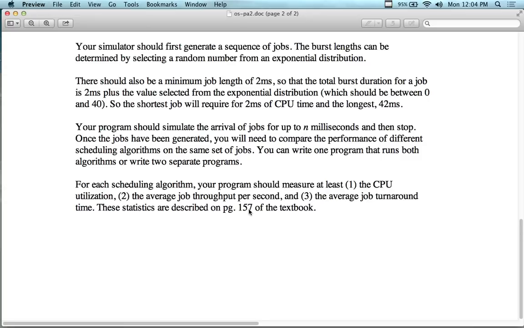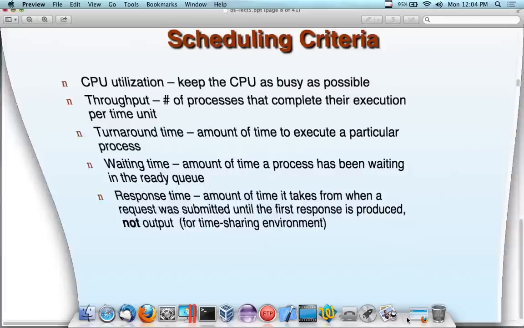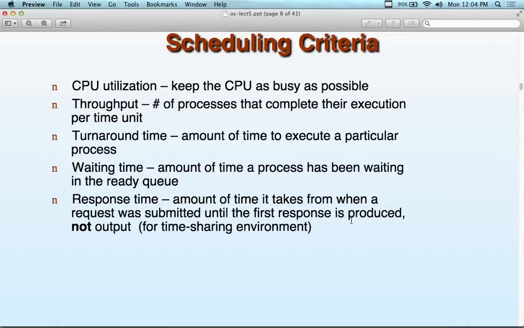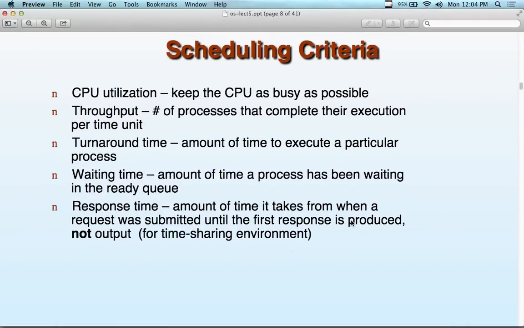And this is page 157 of the textbook. So here's page 157, which is why I wanted to bring up that assignment. This is the criteria that you're looking at.